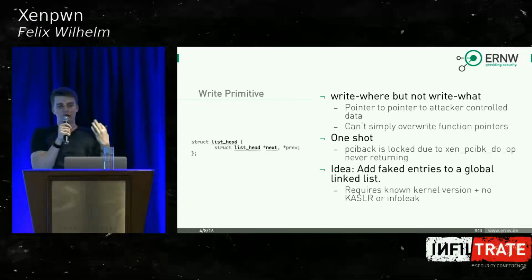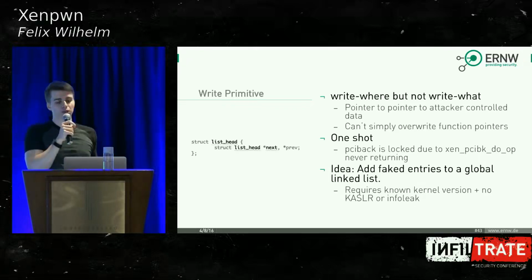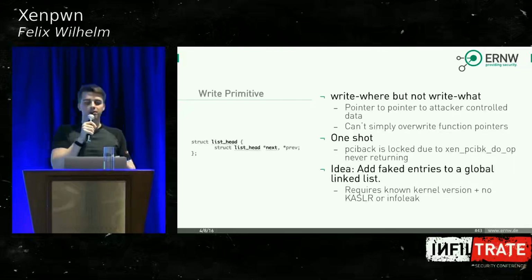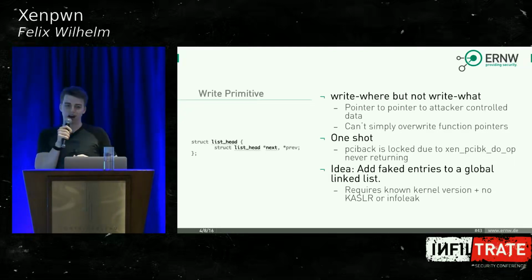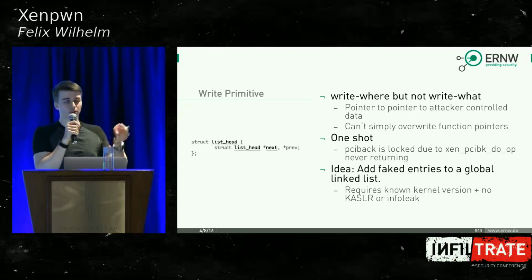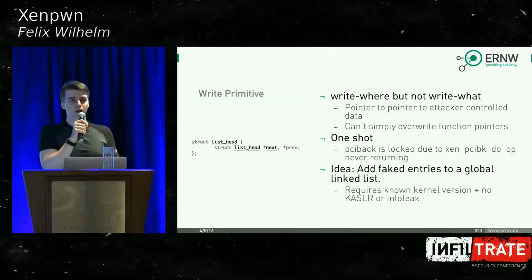So this is a write-where, but not a write-what. So we can write at an arbitrary location, but we can't directly choose the value we write. Instead, we write a pointer to attacker-controlled data. So it's kind of an ugly primitive because we can't simply override a function pointer or a function table or something. And the main problem to make this a really stable exploit is that it's one shot.